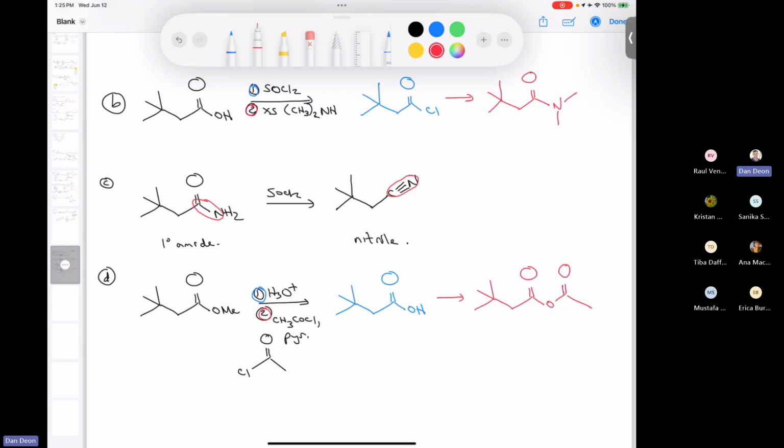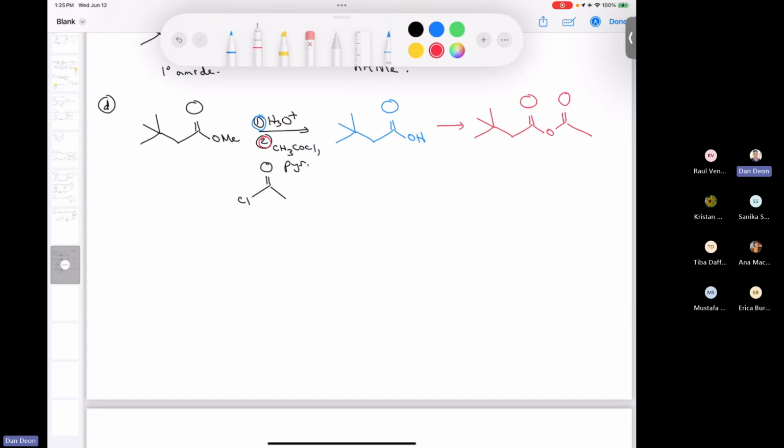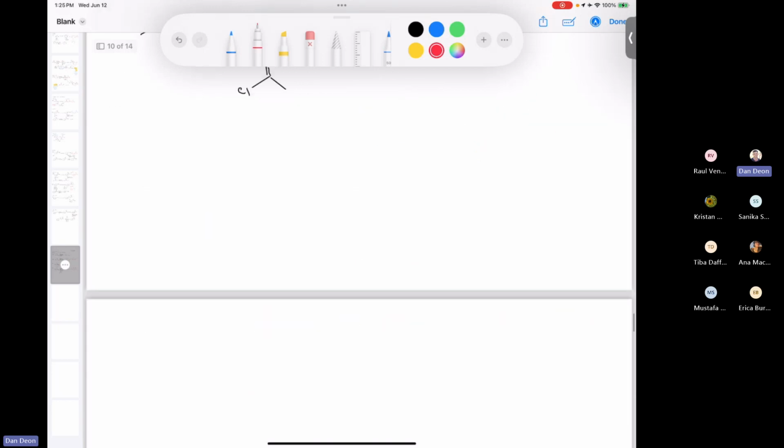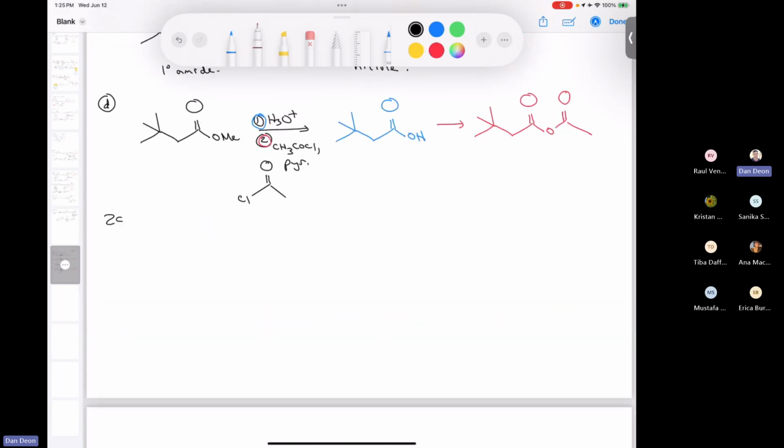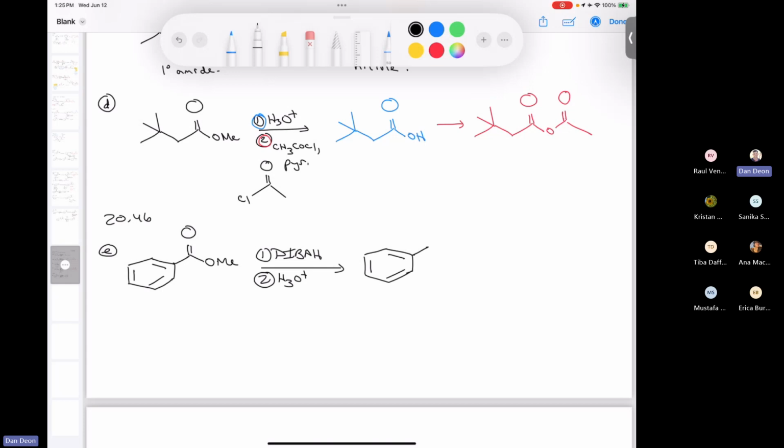Again, stop me if you have any questions. The next one I would say is kind of a quick one as well. So this is 20.46E. We're starting out with a different ester. This is methyl benzoate. You can practice your ester nomenclature along the way. If we have methyl benzoate and we're treating this with diisobutyl aluminum hydride, followed by treatment with aqueous acid, that is just going to reduce the ester down to an aldehyde. So we take our ester and we reduce it down to an aldehyde using diisobutyl aluminum hydride.